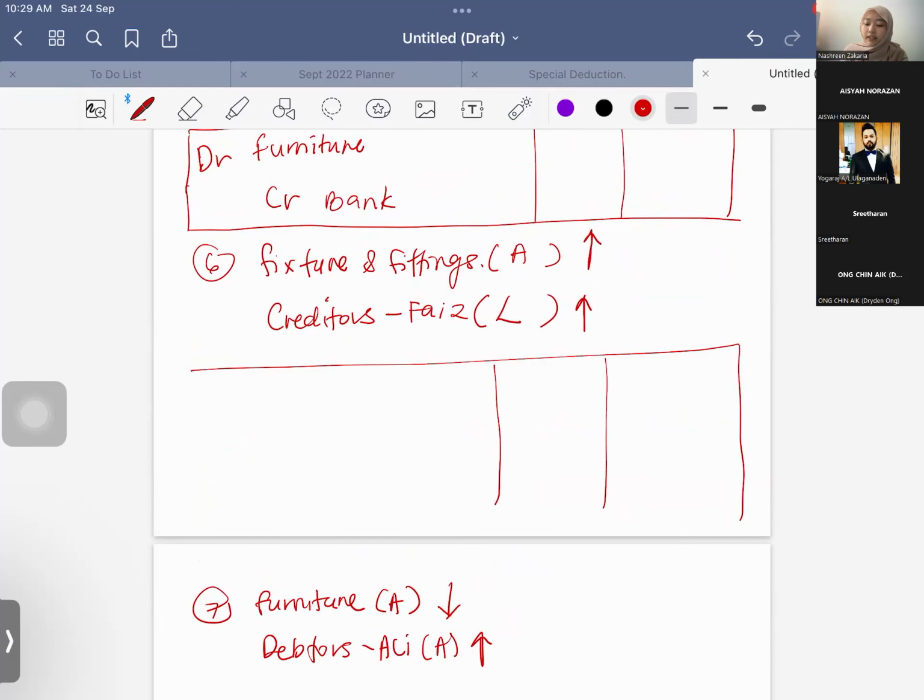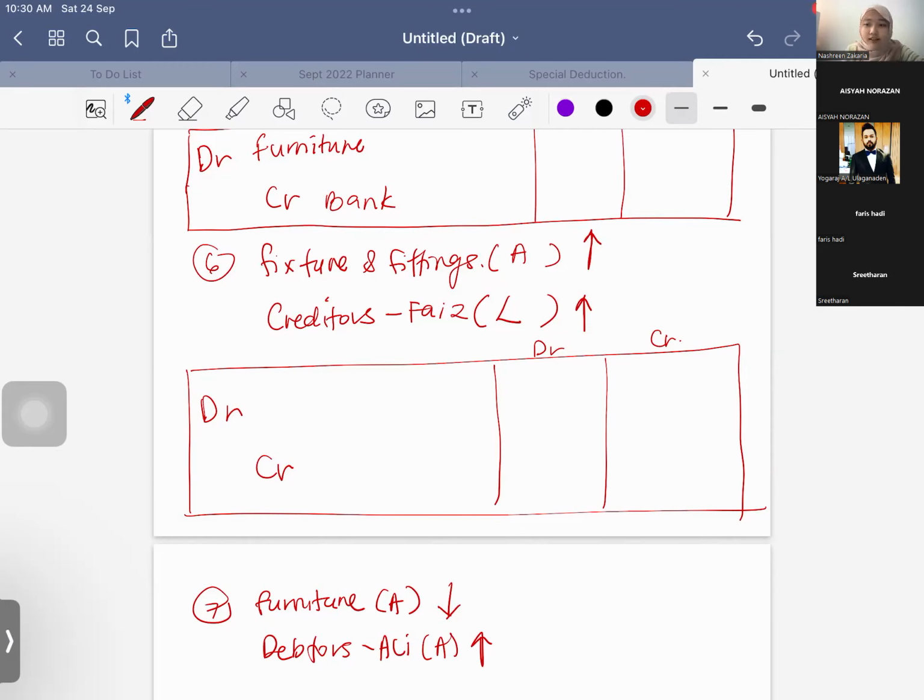Okay, Yoga Raj. Please choose another one for me to answer the next questions. Senang kan? Tak payah, I pilih. Okay, Yoga Raj cepat. Pilih another one. Okay, Faris. Creditors. Okay, creditors will be on. Think of fixture. Fixture credit. Okay.